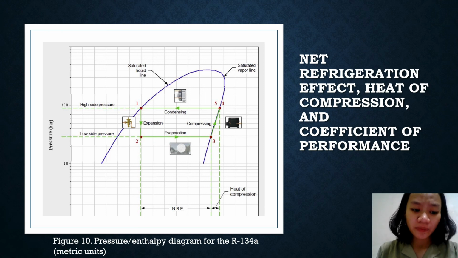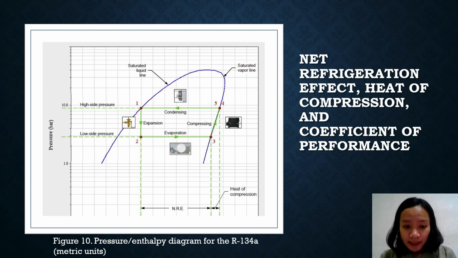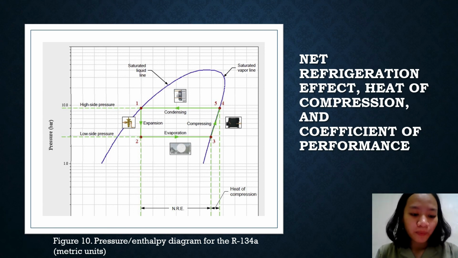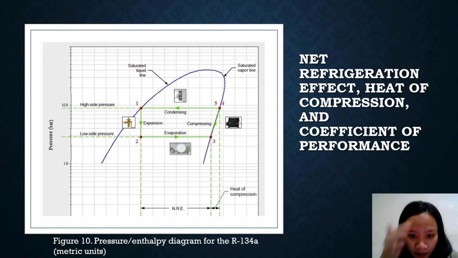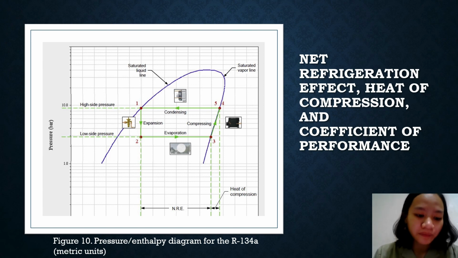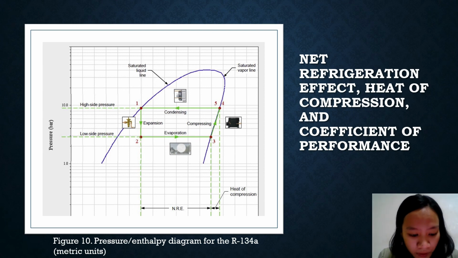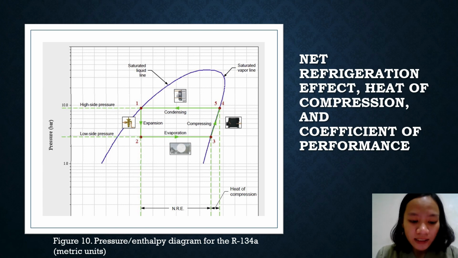It is determined by drawing vertical lines downward from points 2 and 3. As you can see, there are the numbers 2 and 3 in the figure. The difference on the enthalpy horizontal axis, where the lines cross this axis, is equal to the NRE.